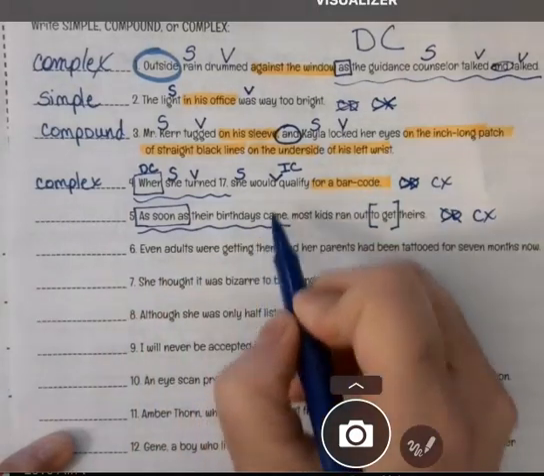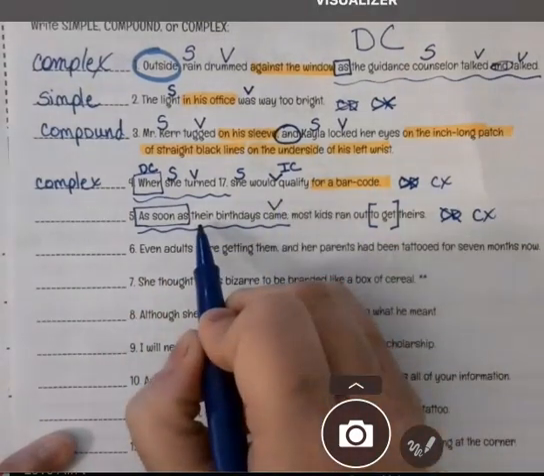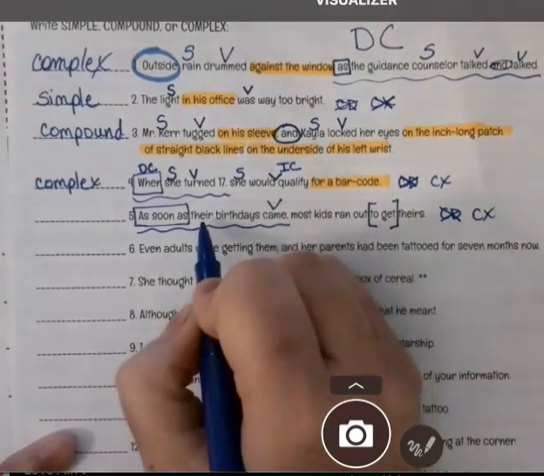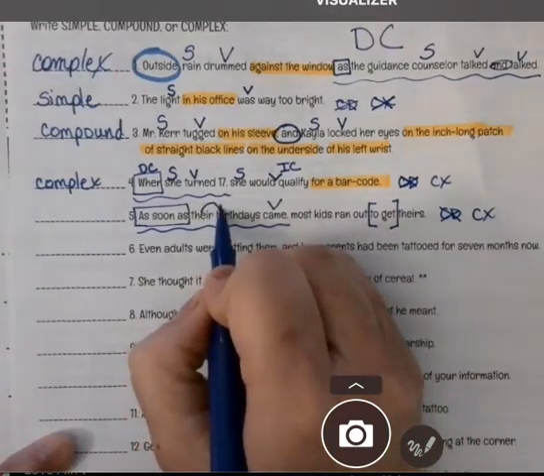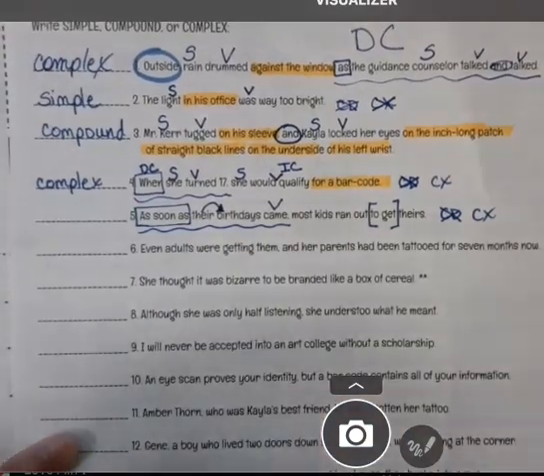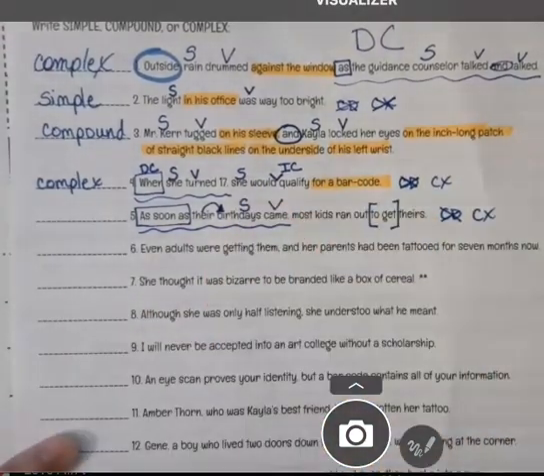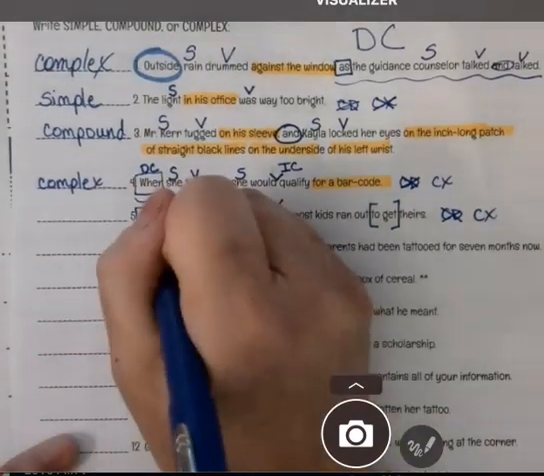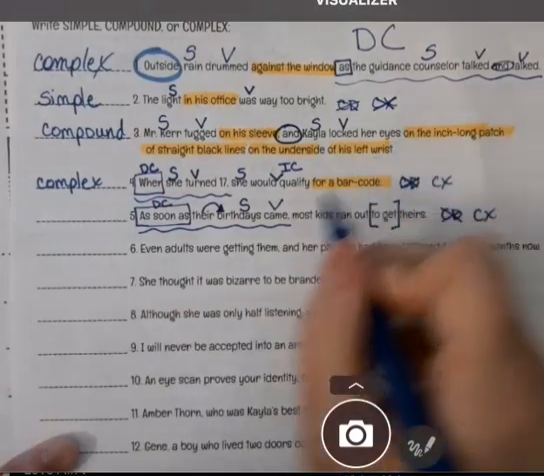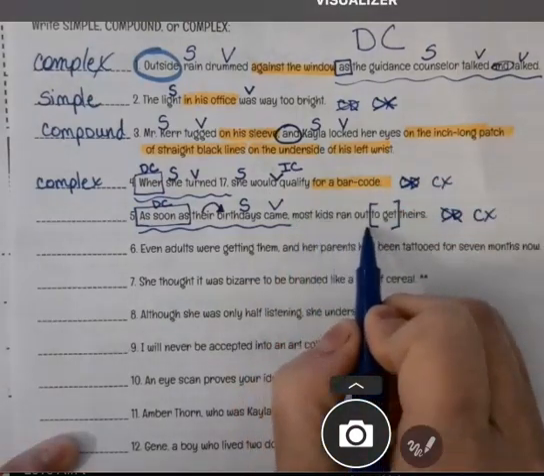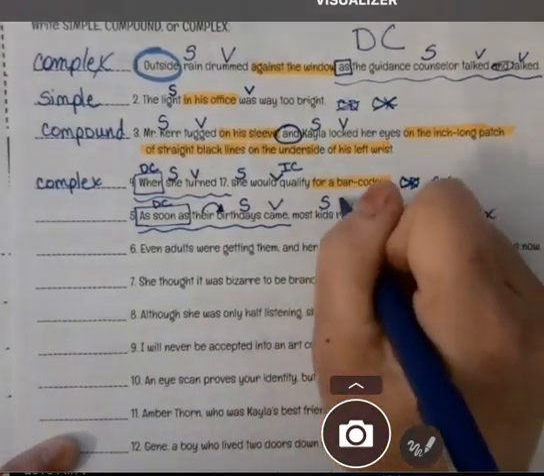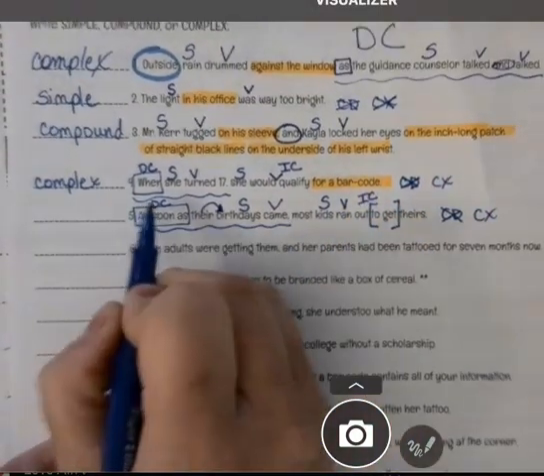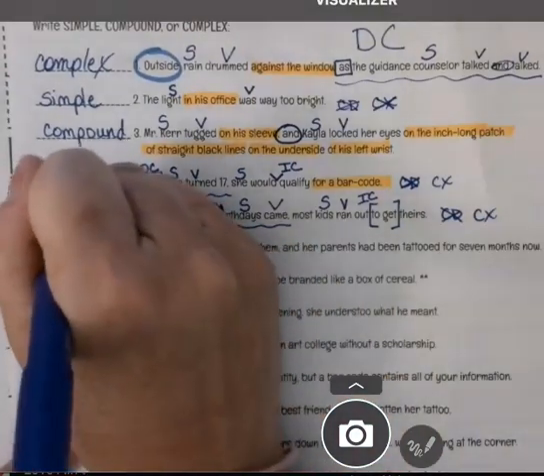The verb here is came. What came? A lot of people want to put the possessive pronoun just because it's the first word in the sentence, but that's not the subject. That's actually describing the subject. Whose birthdays? Their birthdays. So birthdays is the subject and came is the verb. That's my dependent clause. So my independent clause is over here. Most kids ran out. Kids is the subject. Ran is the verb, so that's an independent clause. An independent clause with a dependent is complex.